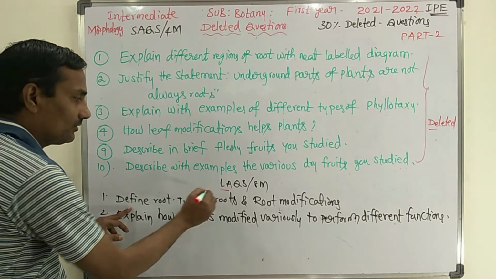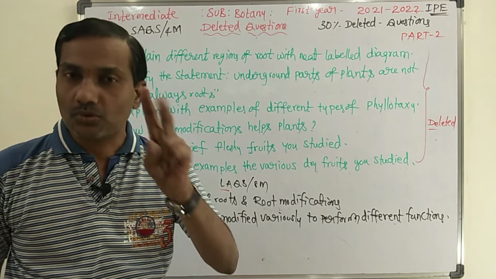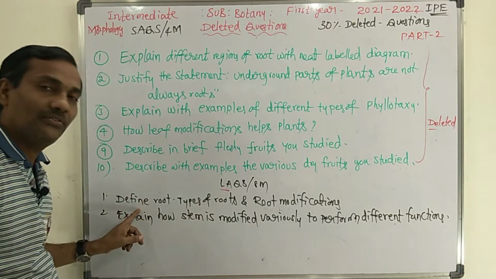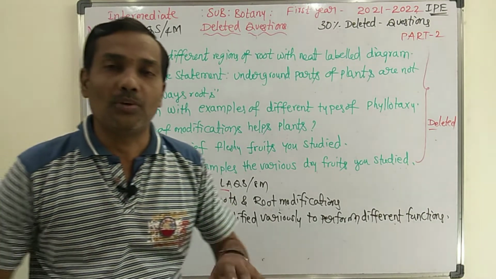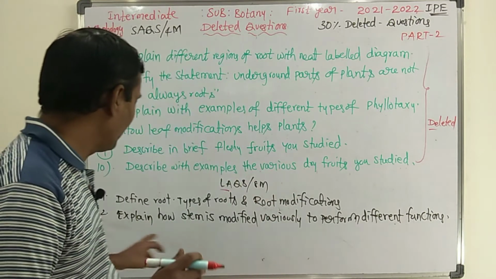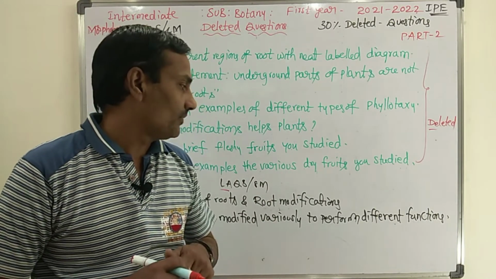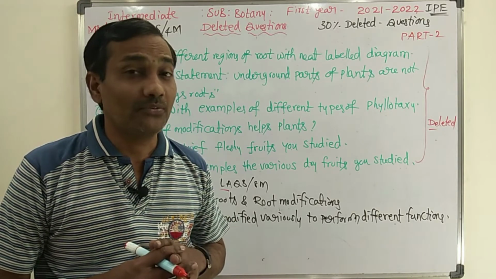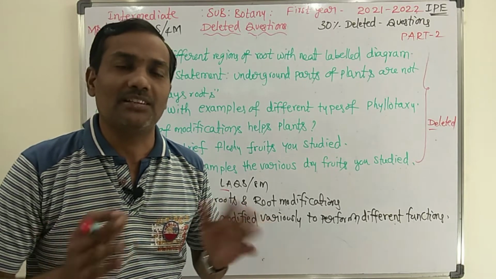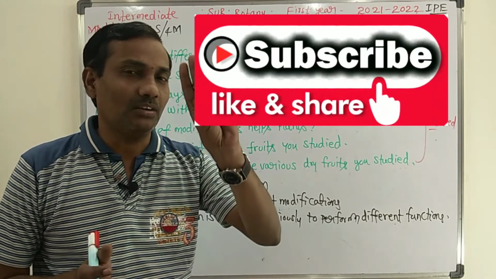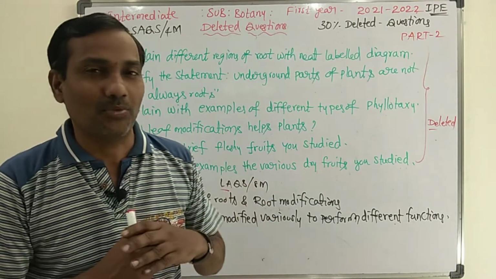Now, long answer questions. There are a total of 3 long answer questions in this chapter. 2 questions are deleted. First, define root, types of roots and various different types of root modifications, that is also deleted. Next, explain how stem is modified variously to perform different functions. These are the stem modifications, underground, aerial, subaerial stem modifications, that is also deleted. In this chapter, 3 long answer questions are there, 2 completely deleted, that is root and stem modifications.